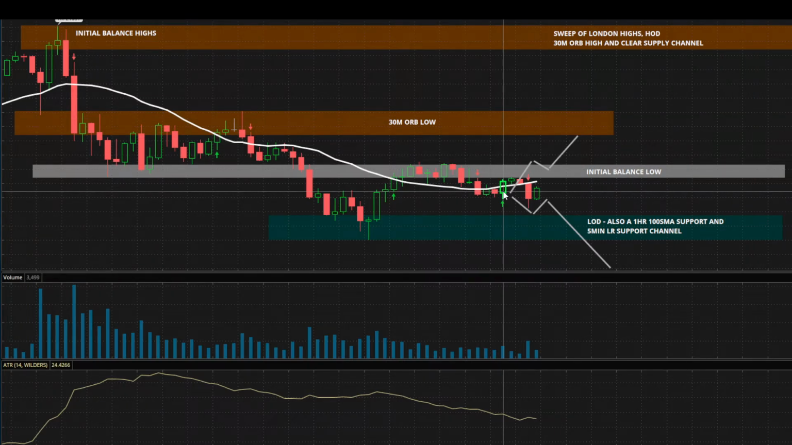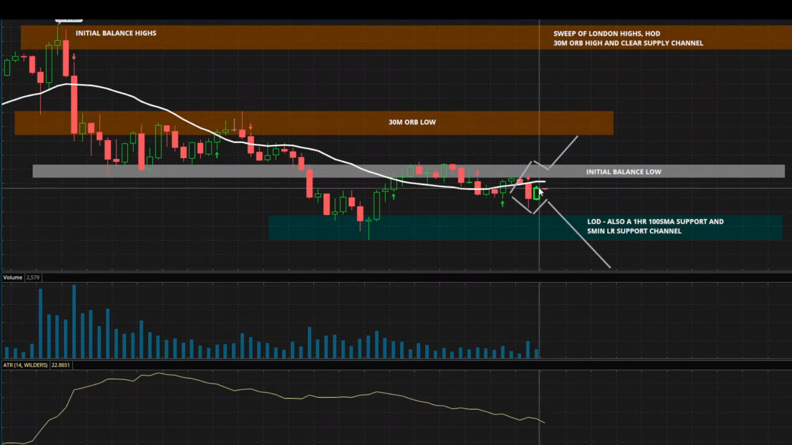Now, the reason why I wanted to make this video is because at 5, 10, 15, 20 minutes ago, at around 11:05, 11:10 Pacific Standard Time, we got a 20 SMA play set up to the long side. Now, if taking that trade, you have to understand that there could be a high probability that this trade might not work out, okay? And the reason being is because if you look at the gray box on the screen, that's the initial balance low, okay? So the initial balance is the first hour of trade.